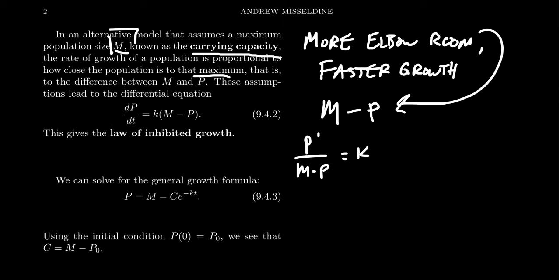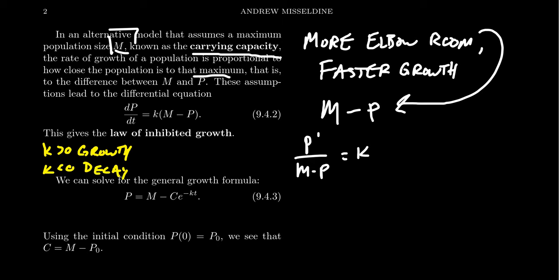And this gives us the law of inhibited growth. In this growth model, we have built into it the fact that the more we have, the slower it grows. There'll be a quick explosion of growth at the very beginning, but then it slows down over time. All right? And so, just like with our law of uninhibited growth, K is our growth factor. When it's positive, this is going to be a growth model. And when it's negative, this would represent some type of decay.